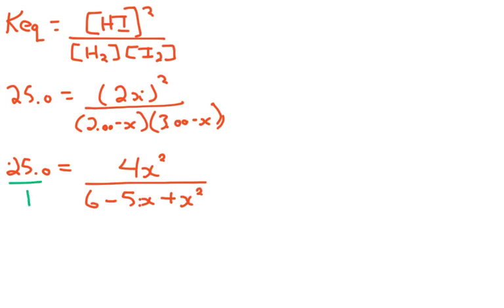Put a 1 under the 25 so we can cross multiply. 1 times 4x squared is 4x squared. 25 times the bottom of the fraction. I'm just going to do the math right now. So 25 times 6 is 150. 25 times negative 5 is minus 125x. And 25 times x squared is 25x squared.